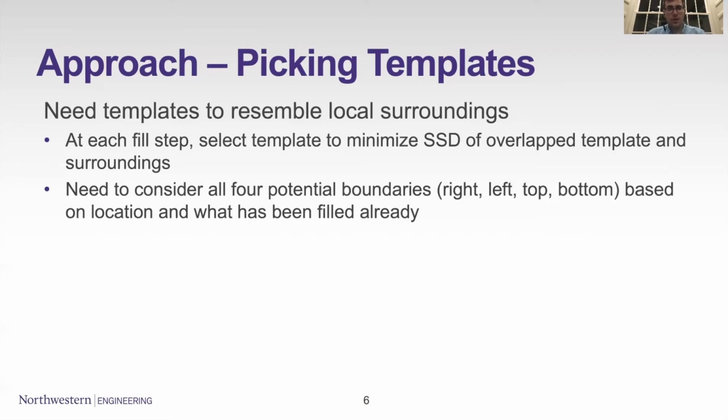And so then up to 4 potential boundary areas, right, left, top, and bottom, need to be considered based on the pre-existing surroundings of the fill. And then if you pick a patch that appropriately minimizes the sum of square differences, then you have one that would tend to blend in well with the pre-existing boundary, so that you don't have these kind of sharp, obvious borders in between each patch.